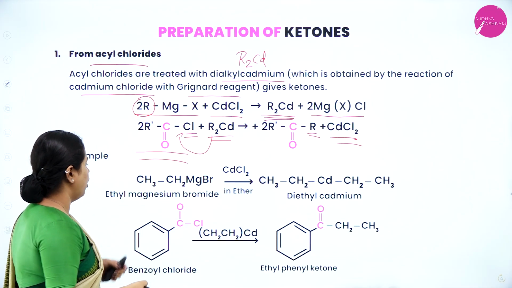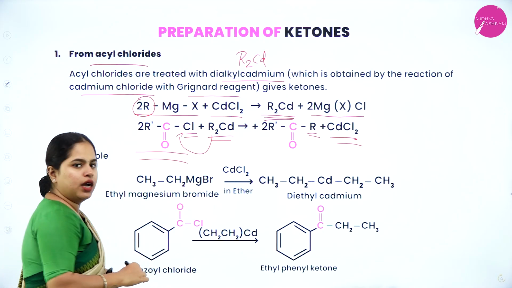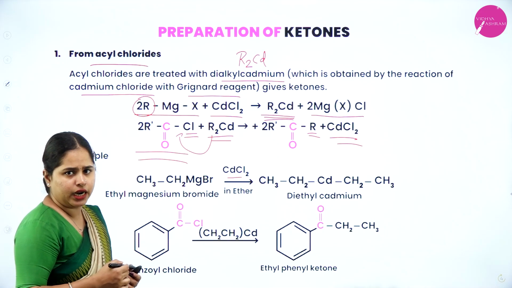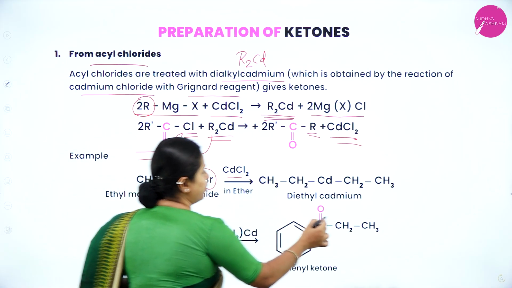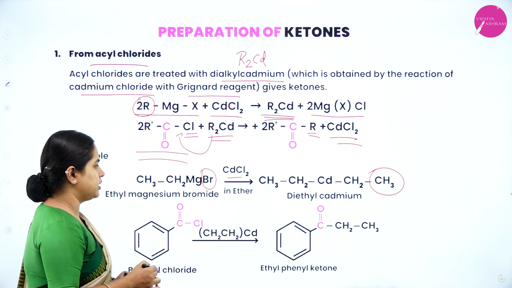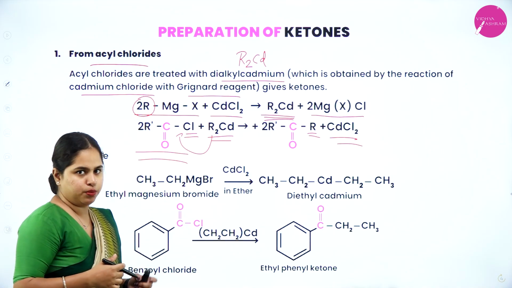Let's take an example of ethyl magnesium bromide, CH3CH2MgBr. Again it's Grignard reagent, right? It is going to react with dialkyl cadmium. What you are going to get? Instead of the Br, you are going to get the alkyl group which you have taken, right? So we are using CH3 here. So let us take an example here of ethyl magnesium bromide.